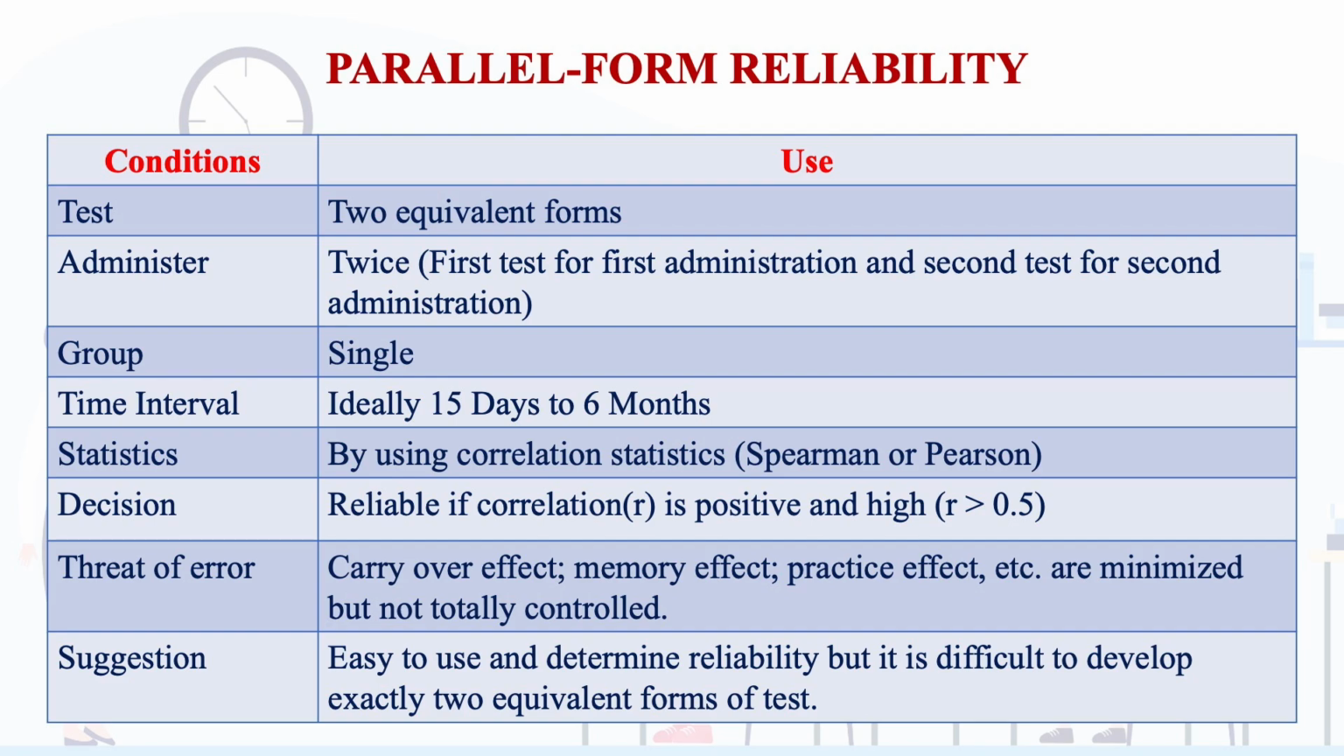Then by using either Spearman's or Pearson's method, you have to find the correlation between the two sets of scores. And if the correlation coefficient, that is R, is greater than 0.5, then you can say that your test has reliability. But carryover effect, memory effect and practice effect, though minimized, are not totally controlled. Definitely it is minimized but not totally controlled. Still, parallel form is a better method than the test-retest method.